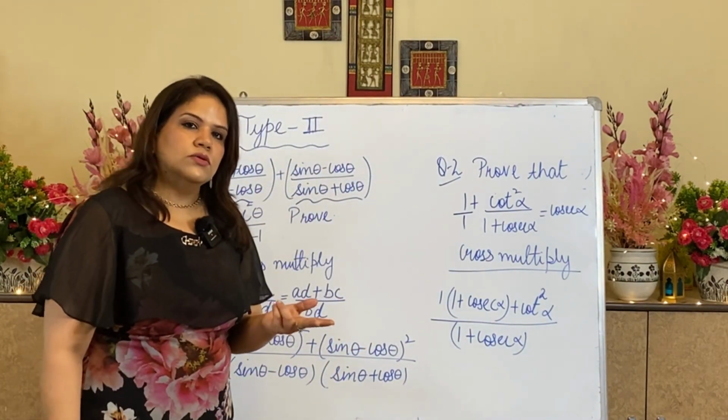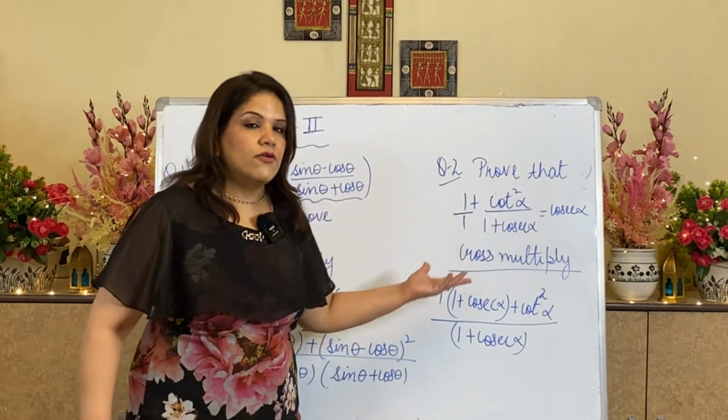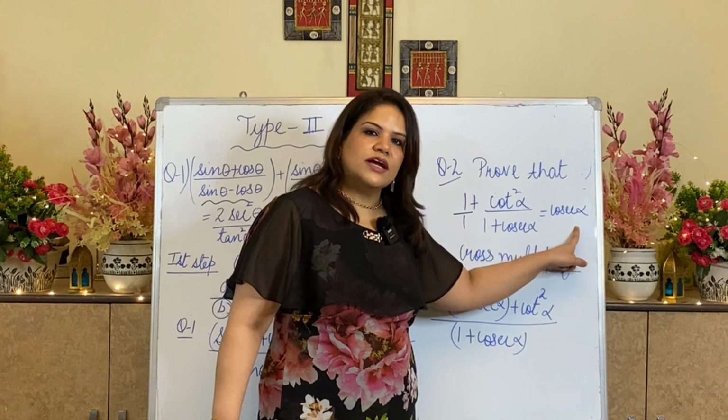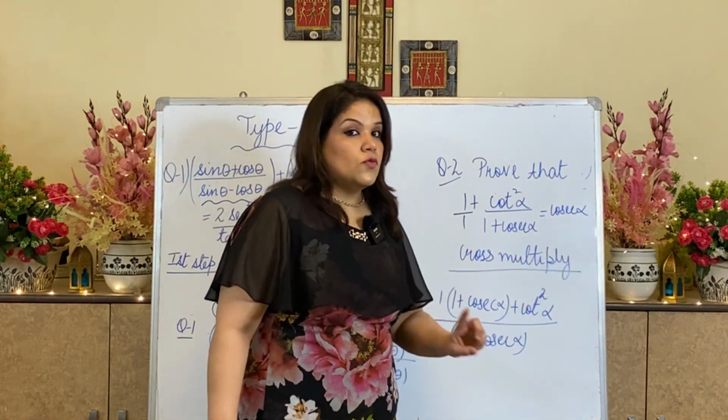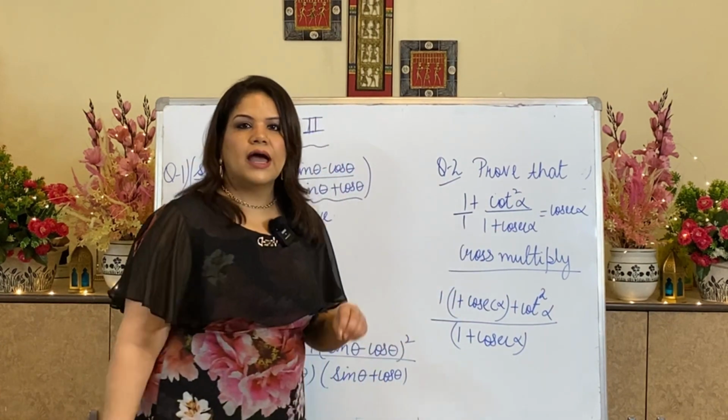So what I will do, rather than converting it into sin and cos, why do I have no benefit in converting this into sin and cos? Because I have the right hand side also in cosecant. So what will be my first step? I have to make this as one term.